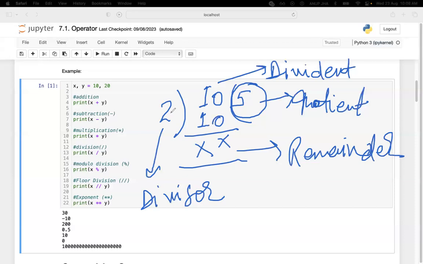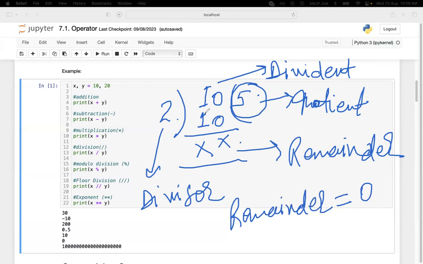So when you are dividing 10 by 2, it is completely divisible by 2, and here we are getting 0 as the remainder. We are not getting anything. So the remainder will be 0. Do you understand, Vaini? Yes, I'm kind of understanding. So this is called dividend, this is called quotient, this is called divisor, and this is called remainder.